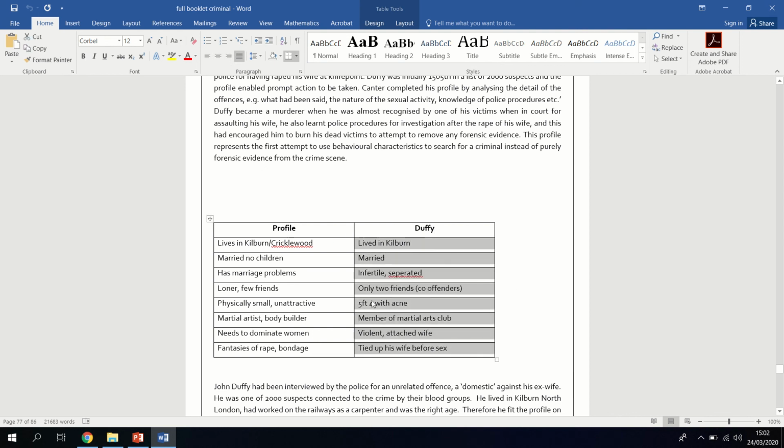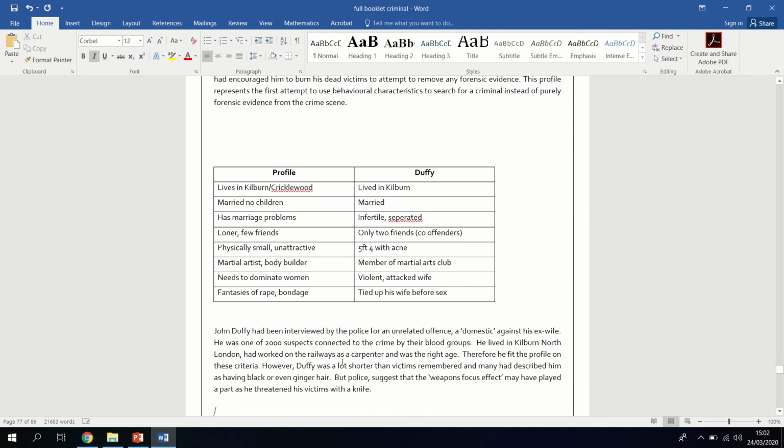When they actually arrested Duffy, these were his actual characteristics, and you can see how similar they are to the profile. You can see he was 5'4", physically small, with acne, which usually suggests unattractive. He only had 2 friends, so a loner, few friends. Had marriage problems. He was actually infertile and separated. He lived in Kilburn. He was violent. He attacked his wife. That's his attached, but it should say attacked.